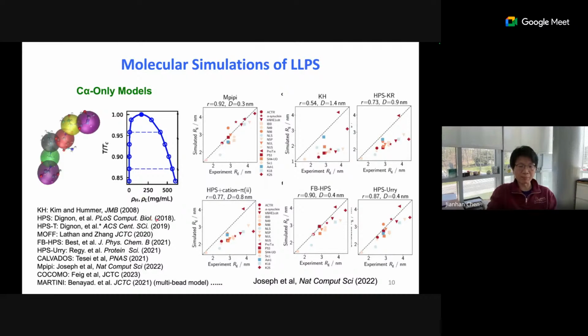Then the first adaptation of this kind of model to study phase separation was done by Jianhan Chen et al. and Robert Best and co-workers, around 2018. Since then, they showed that this model can be used to capture the sequence dependence of whether a peptide will phase separate or not. Then this became really popular because it's really efficient. Now there are many different variants of this type of C-alpha model for phase separation.